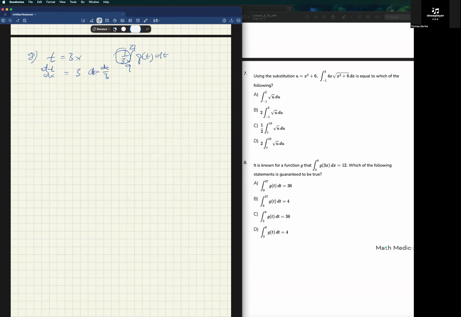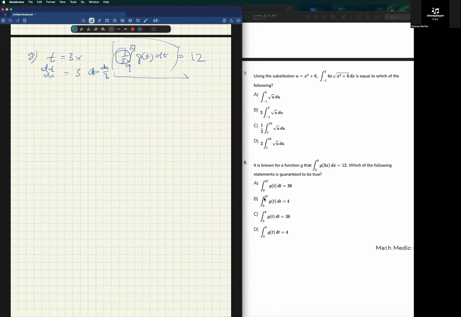So we've done the u substitution. We know this thing here is the same as the original integral. So this here is 12. And we don't have to do all this stuff that I did before. We can just say, okay, this is the same as the original, including the different boundaries and including the 1/3.